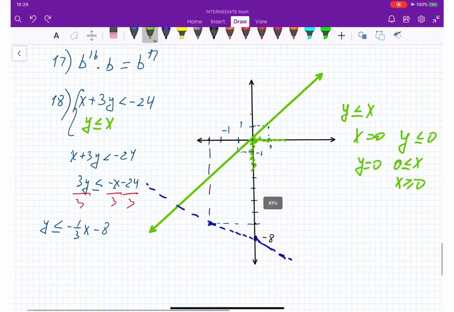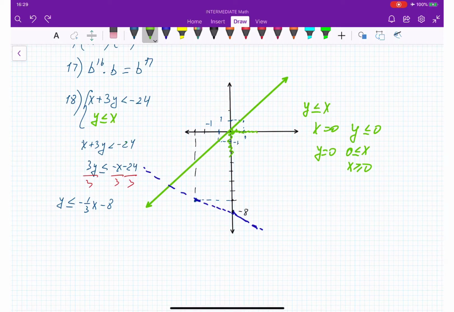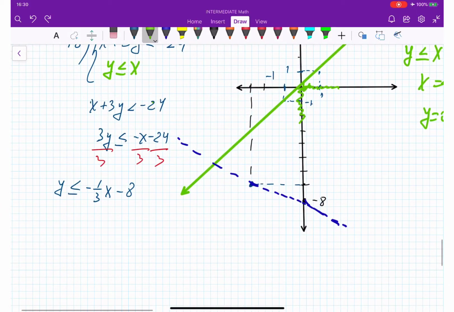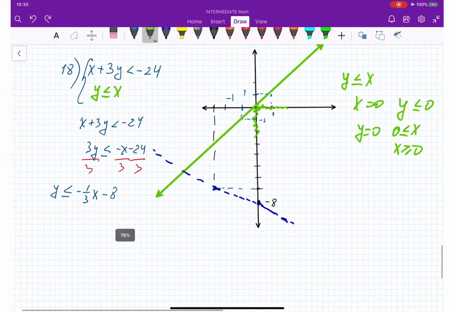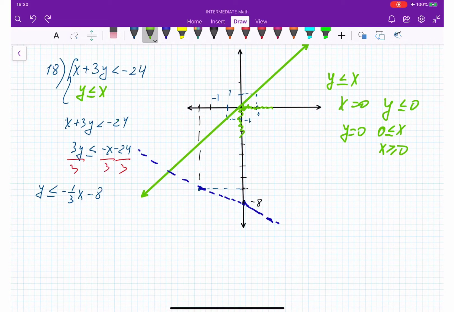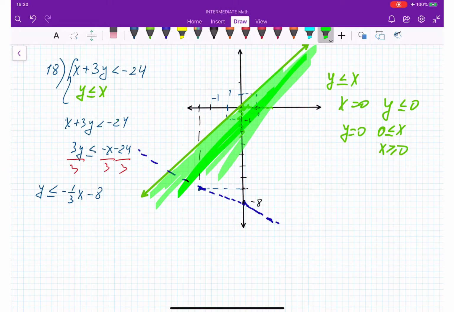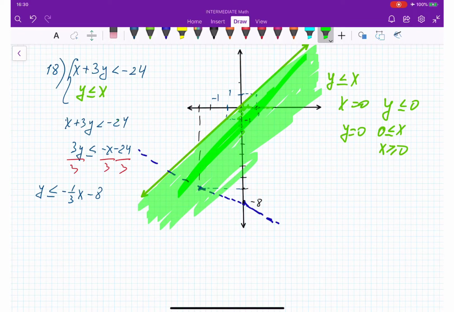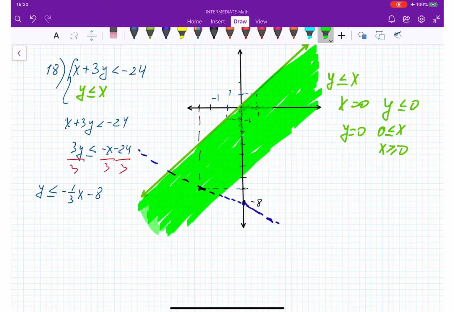Blue one. We're going to do the blue one. So y is less equal 1/3 x minus 8. Actually, let me go this one. I can shade it. This is going to go this direction. All right. Okay, and so on. It will keep going.